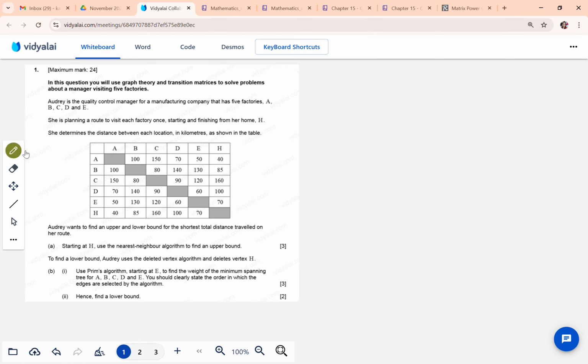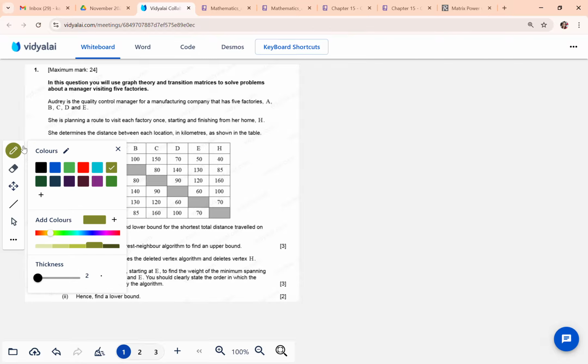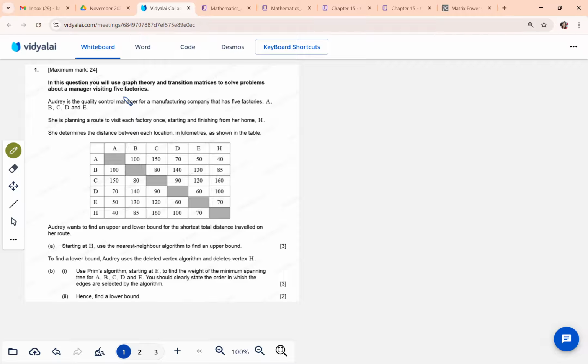Hello, today I'm going to discuss AI paper 3 November 2024. So let's start with question 1. In this question you will use graph theory and transition matrices to solve problems about a manager visiting 5 factories.